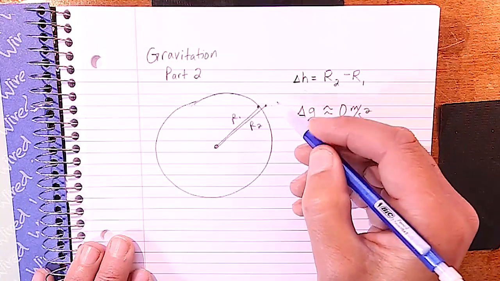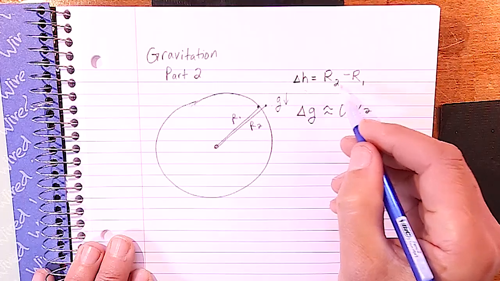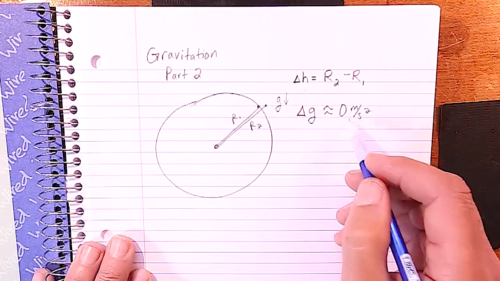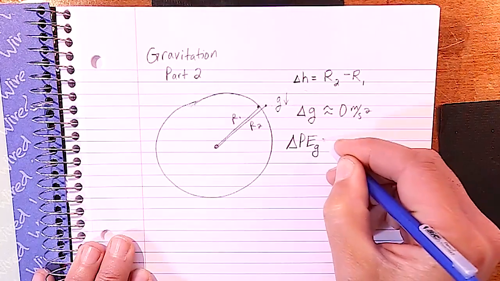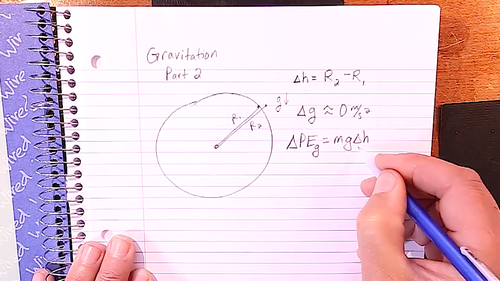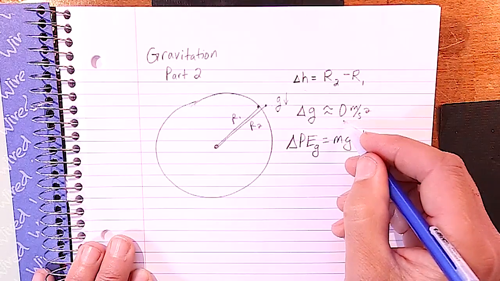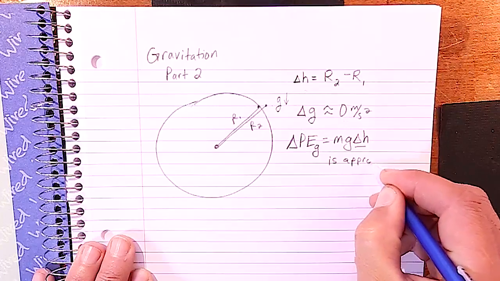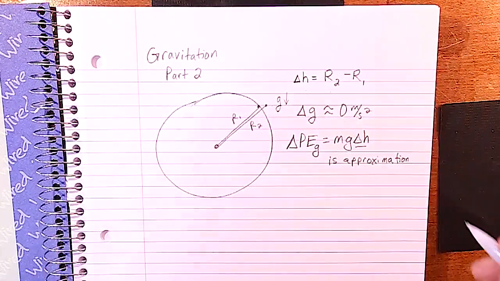Yes, the further we get away, g goes down, but because the change in height of R2 minus R1 is so small, the change in gravity is essentially zero, and we can use change in PEG for our change in potential energy because the height being so small means a small change in gravitation. So this formula is actually an approximation. So how do we figure out a formula that deals with this change in gravity?